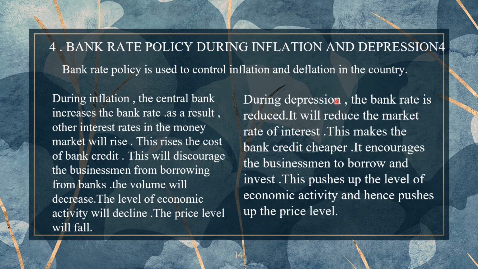But during depression, it's the other way around. The bank rate is reduced by the central bank. It will reduce the market rate of interest. Obviously, this makes bank credit cheaper. Now you will get loans at a cheaper rate, right? It encourages businessmen to borrow and invest. If credit is available at a cheaper rate, more people will borrow more funds. They will invest more. This pushes up the level of economic activity, which was lying a little low in deflation, and hence pushes up the price level. And the deflation is combated. This is how bank rate policy works during inflation and depression.